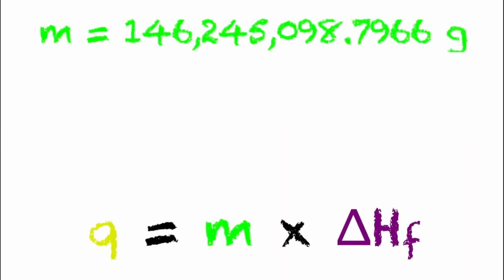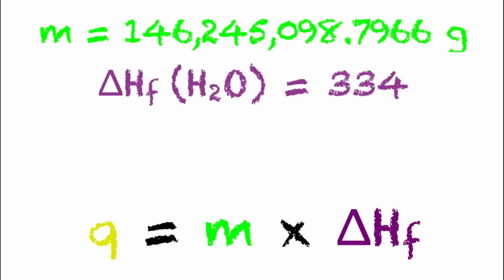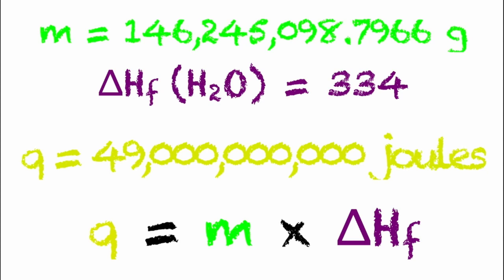After this, we need to freeze it into ice. The mass stays the same here at 146 million grams, but water's heat of fusion is 334. After multiplying these two, we get about 49 billion joules.